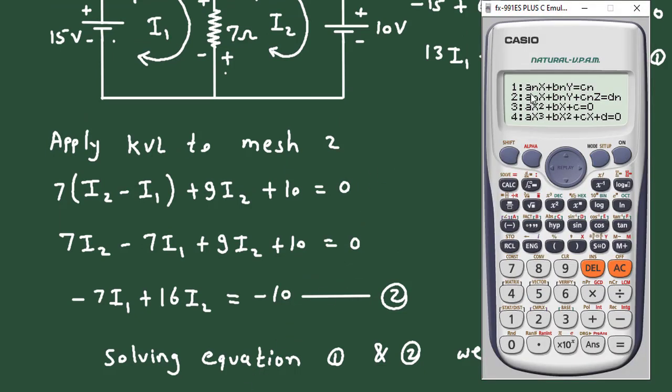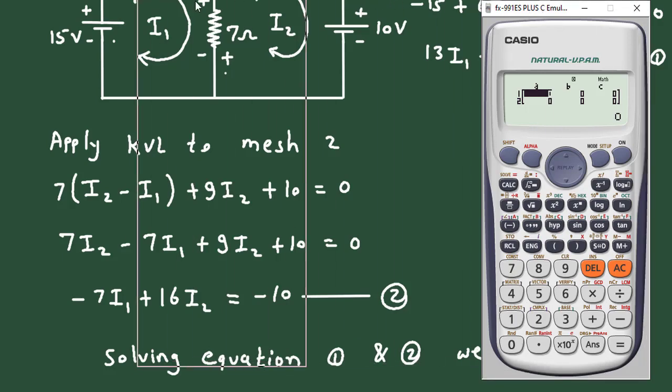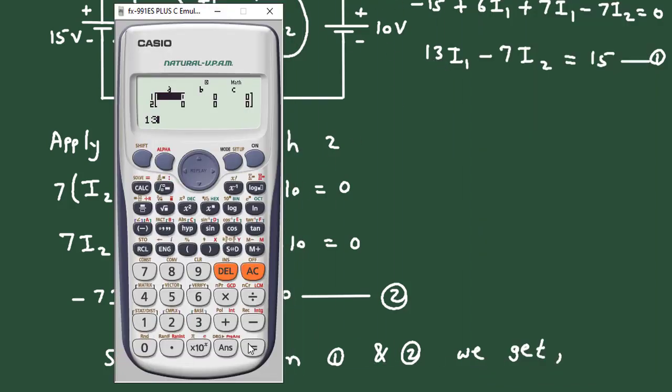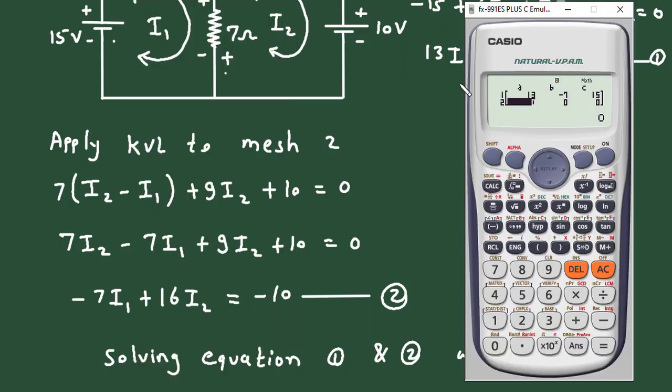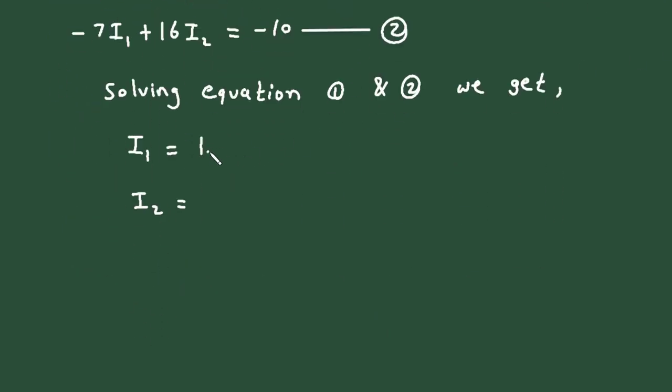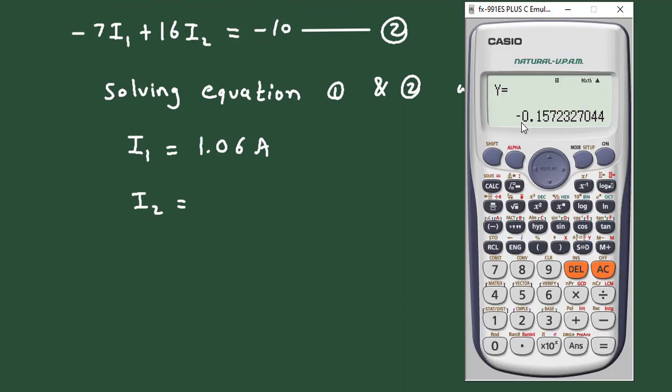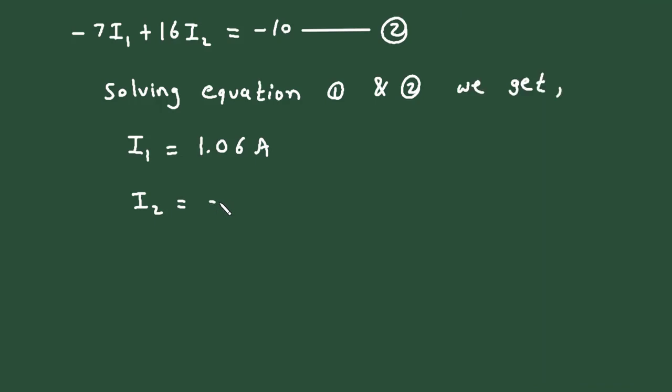Mode, then 5, then 1. So it will be 13, minus 7, 15. From this equation number 2, this will be minus 7, then 16, then minus 10. So here the value of I1 will be 1.06 ampere, and the value of I2 will be minus 0.157 ampere.